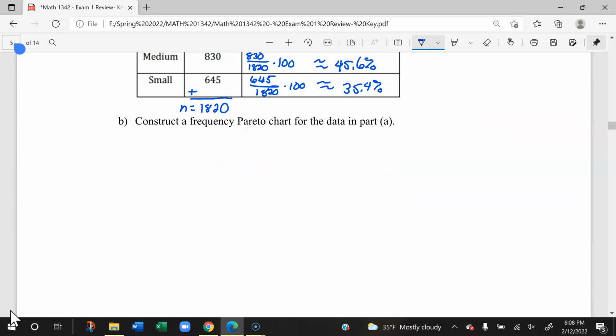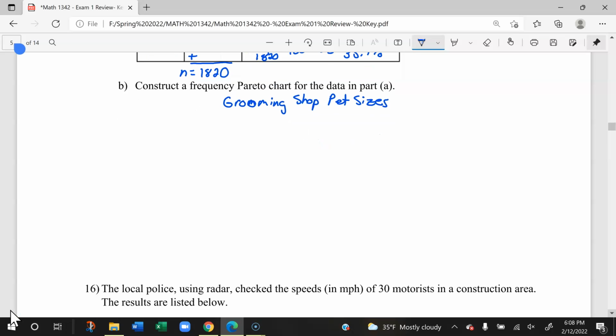We want to construct a frequency Pareto chart. So first thing I'm going to do is I'm going to make a title. So I'm going to say grooming shop pet sizes. And then I'm going to come over here and I'm just going to do relative frequencies over here. And so since my largest relative frequency is 45.6, I'm going to do a 0.5 here.